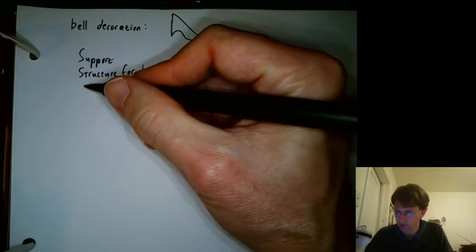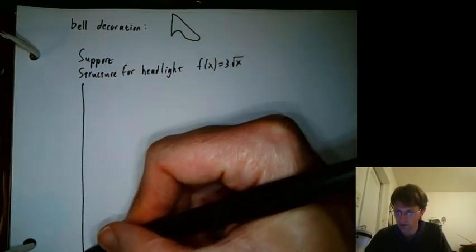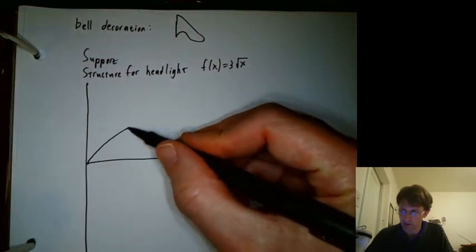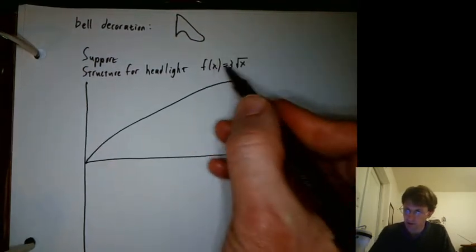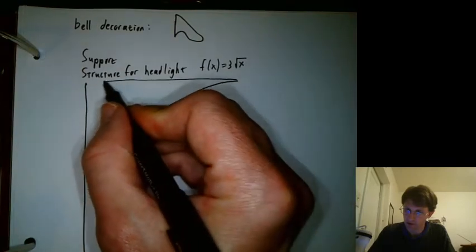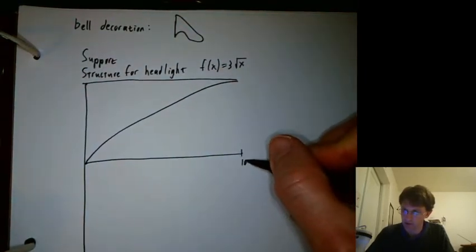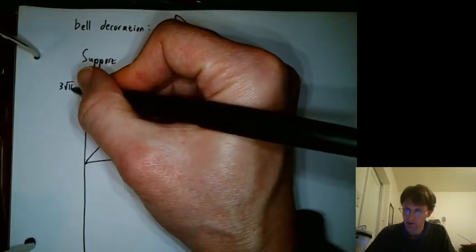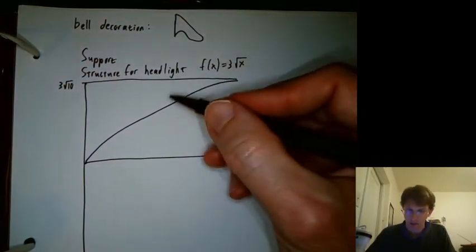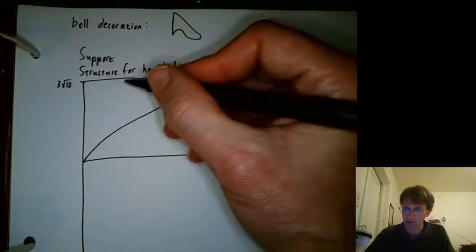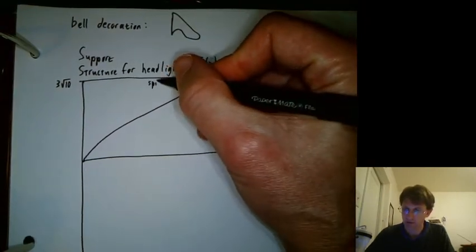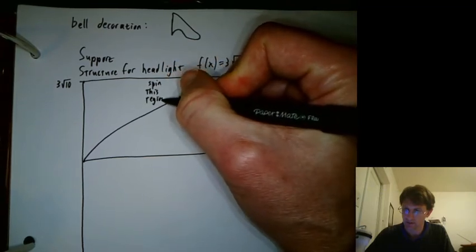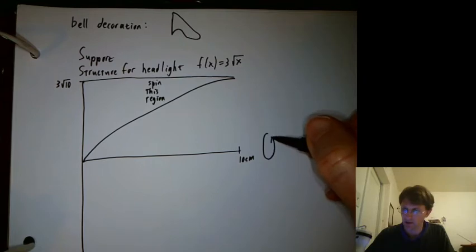So I'm going to draw a big old axis here. And we've got that curve like before. But now let's say the support structure goes all the way up to there. So here's 10 centimeters. This was what, 3 root 10. So now I care about taking this region and rotating that around the x-axis.